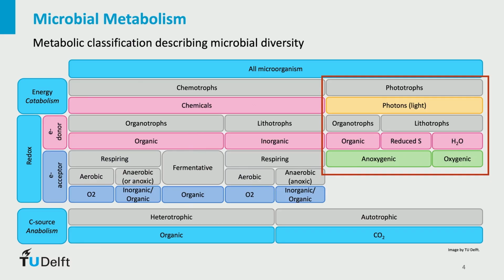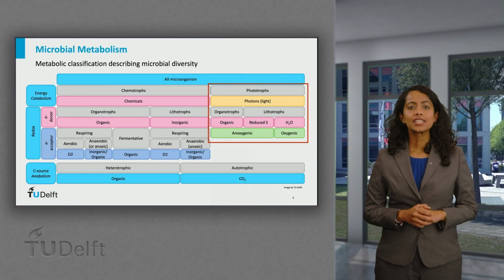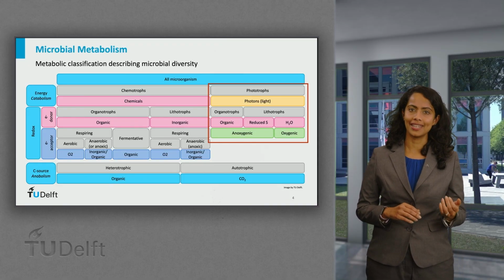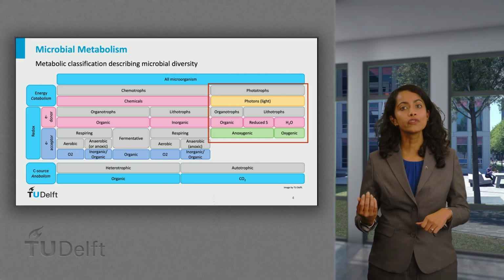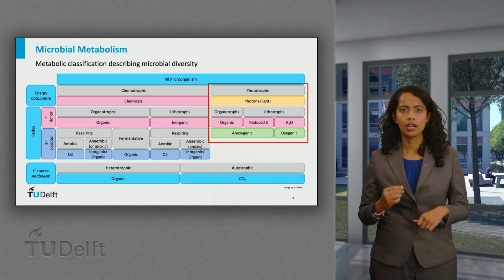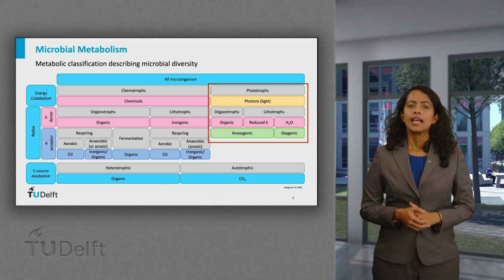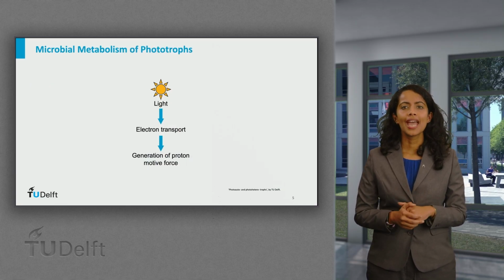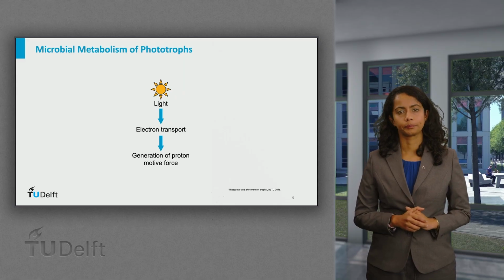Depending on the electron acceptor, phototrophs can be classified as either oxygenic, producing oxygen, or anoxygenic, not producing oxygen. Finally, in terms of carbon source, photoheterotrophs use organic carbon, while photoautotrophs use CO2 as their sole carbon source. Let us look a bit closer at photoheterotrophy and photoautotrophy.